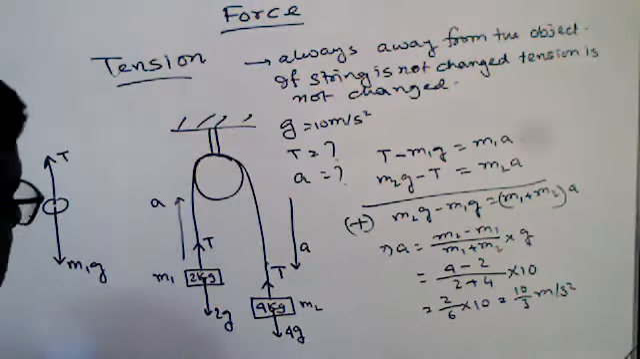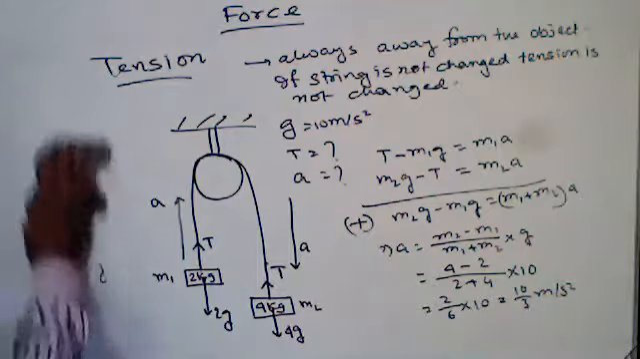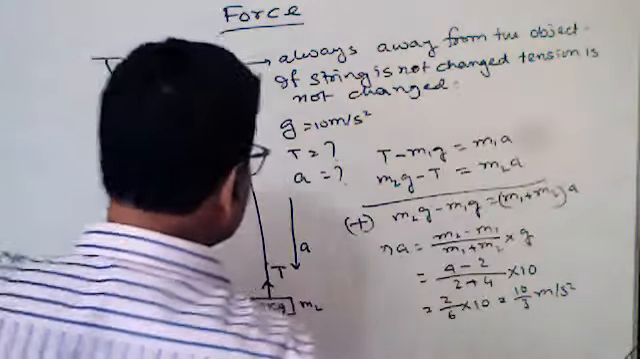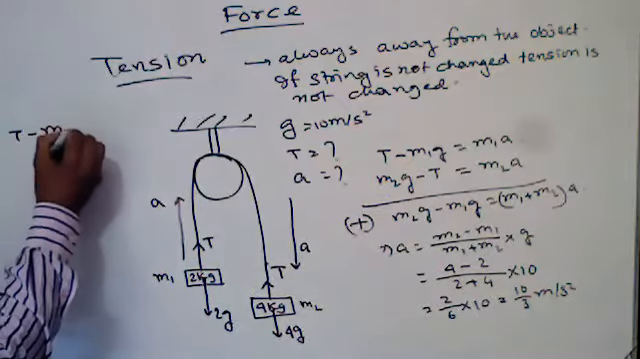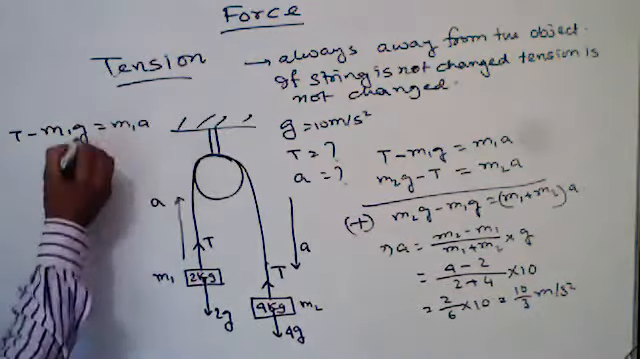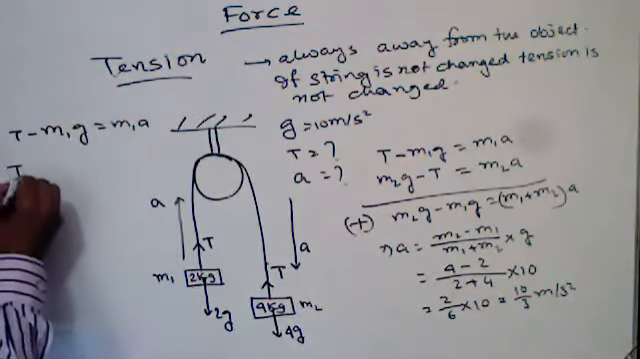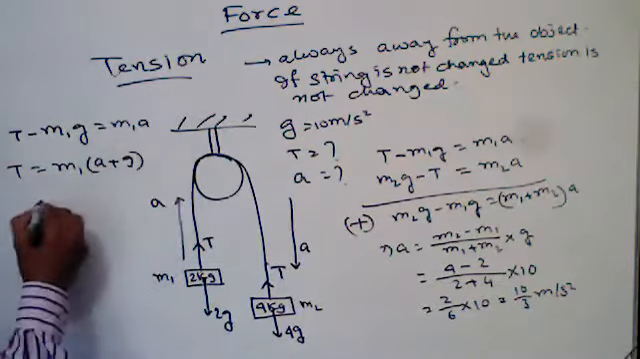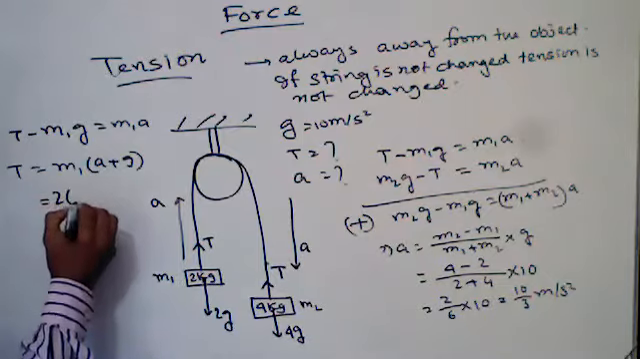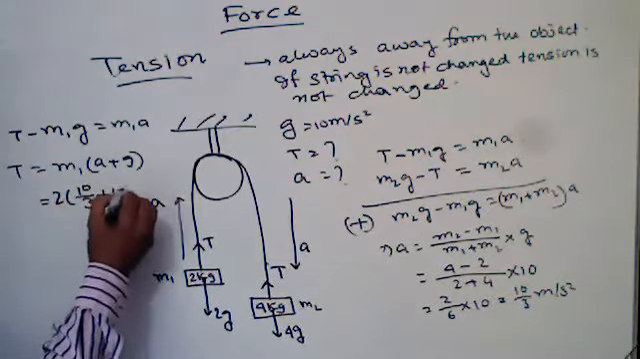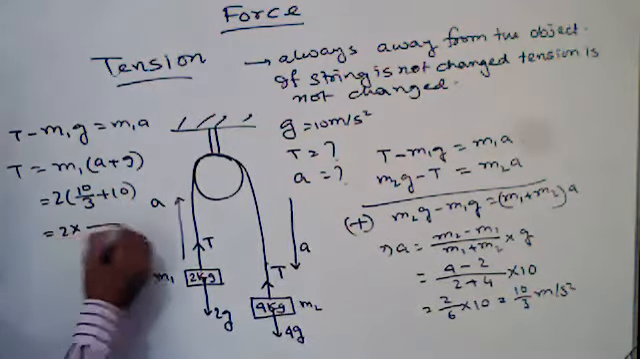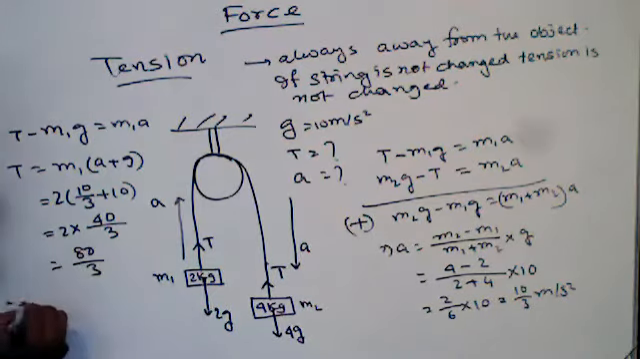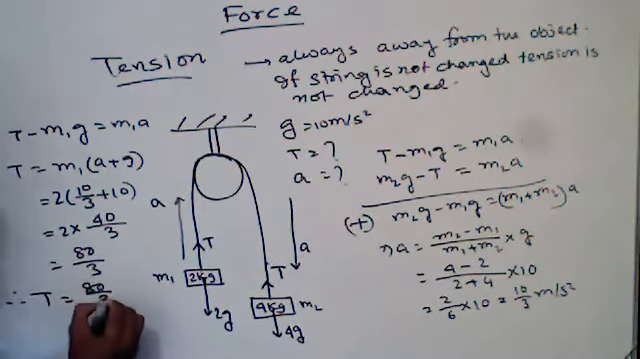Now we determine the tension T. You can put the value of A in this equation. Suppose T minus M1G equals M1A. So T will be M1 into A plus G. M1 equals 2, A equals 10 by 3, G equals 10. So 2 into 40 by 3. So it will be 80 by 3. So tension T equals 80 by 3 Newton.